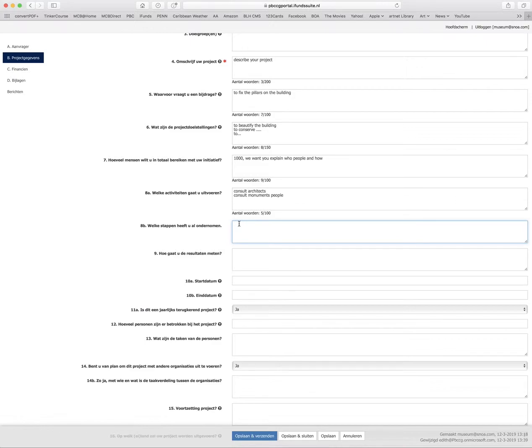We understand that you will have done some work already on your project, but in principle, a project that has already started does not get a subsidy from the PBCCG. So make sure that what you have done is basically your legwork, getting your project together, wording it right, finding out what it costs, maybe approaching certain people to know who you're going to work with. But just tell us what you've done already.